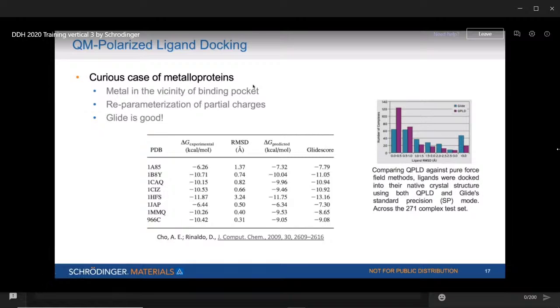The RMSD values are very, very close compared to experiments. So when you have metal atoms, especially close to the binding pocket, you really have to do quantum polarized ligand docking. You can see, compared to Glide, QPLD is more accurate, and the RMSD is also very, very small compared to experiments.